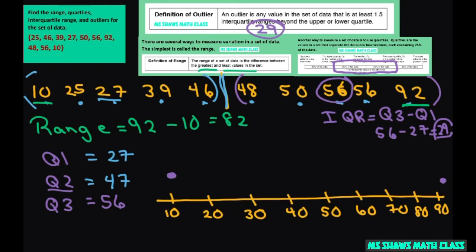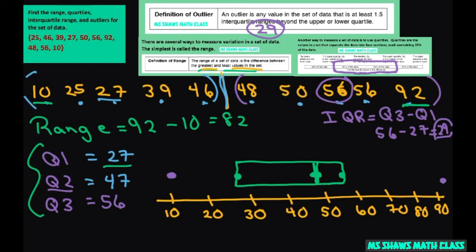So those are the greatest and least values of the set. Now let's do our interquartile range. For quartile 1, we go to 27. That's about right there. 47 goes about here, and 56 is about there. The quartiles are what you use for your box, so you put your box in there. Then draw a line for quartile 2, which is your median, at 47.